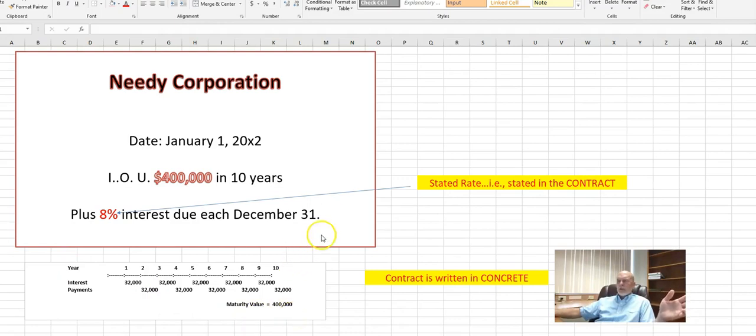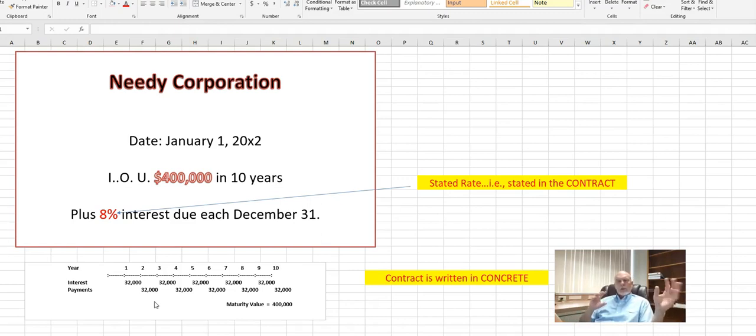In this particular contract, it's a term bond, which means that the entire amount is due at the end of the term, $400,000, that's the maturity value. And every year we're going to pay 8% of that face value, which would be $32,000, as interest. So that would be the annual interest payments. That's what's in the contract.